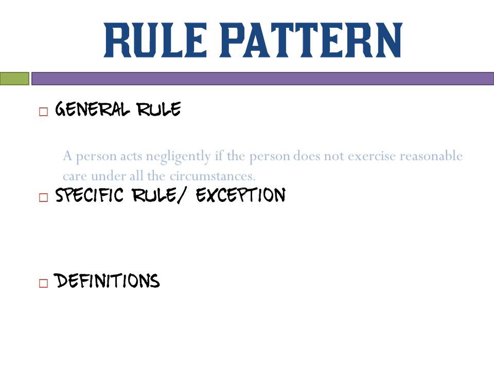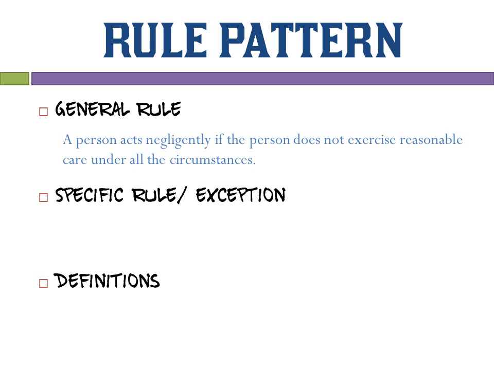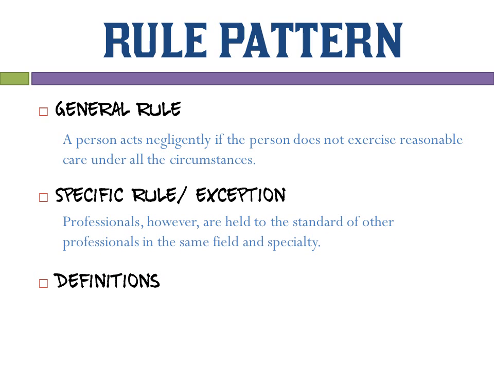Let's try another one. Okay, general rule. A person acts negligently if the person does not exercise reasonable care under the circumstances. That's the general reasonable person standard. Professionals, however, are held to the standard of other professionals in the same field and specialty. So we gave our general rule, and then we said, hey, but wait, professionals are held to this other rule, and you would want to do that if you're dealing with professionals. Here we don't really have a definition to add, but it's good to be aware that sometimes there is one.